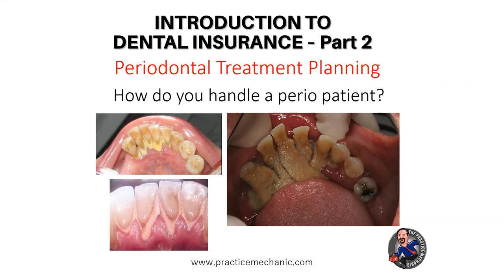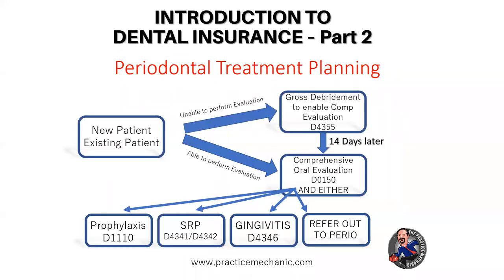So, periodontal treatment planning. These are examples of perio patients, but does every perio patient that walks in your office look like this? I don't think they do. Some do, some don't. These are obvious cases, but there are many cases that aren't this advanced but still qualify as periodontal disease. So how do we handle them? And again, this is another big question that pops up in every group: how do we handle this? So here is the map. Here's how you handle it.